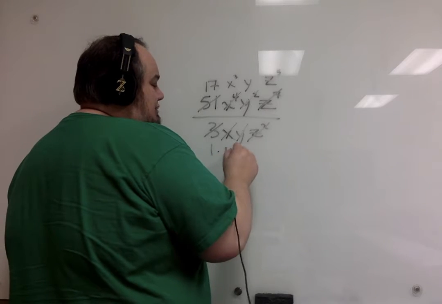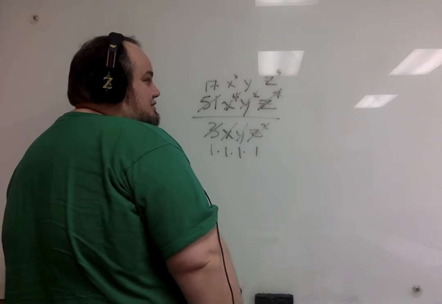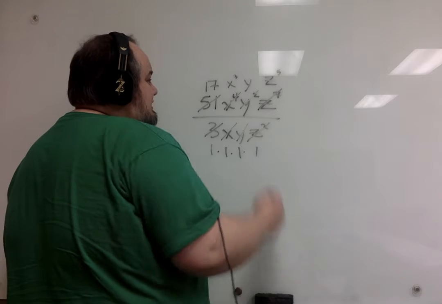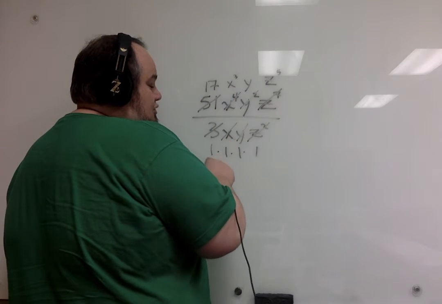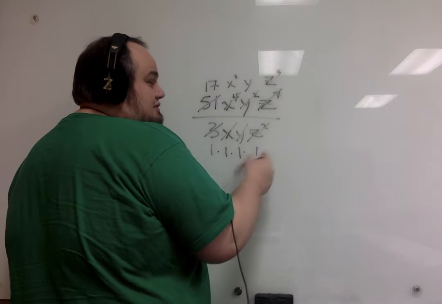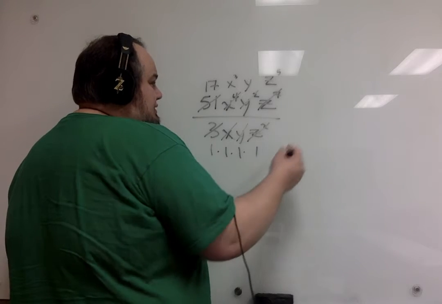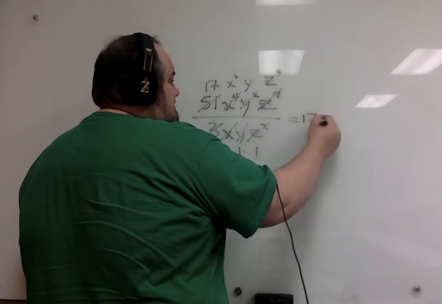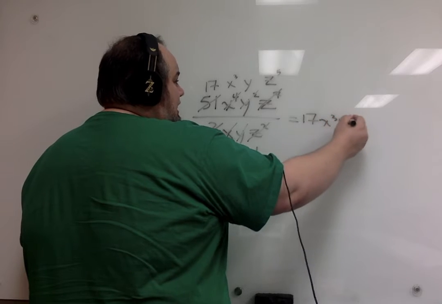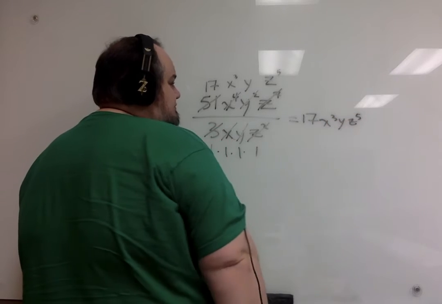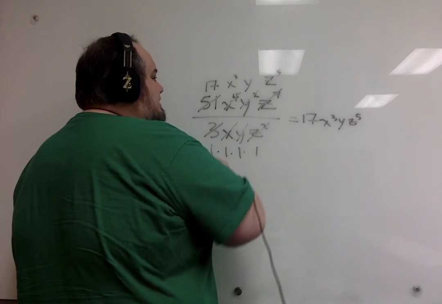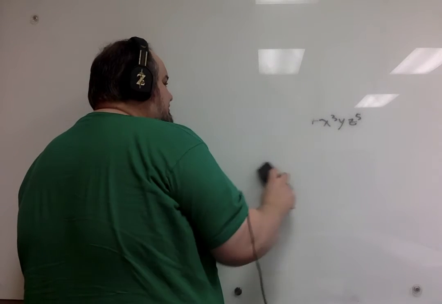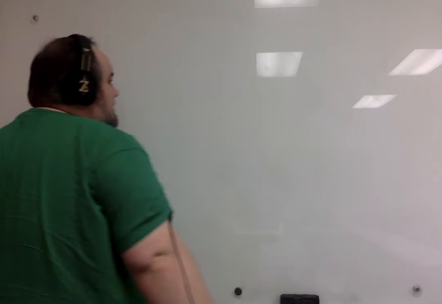When these cancel, they all became 1 because they canceled completely, so we ended up with 17x cubed y z to the 5th over 1 times 1 times 1 times 1, which is just 1. So that means this equals 17x cubed y z to the 5th. So what we're going to see is things like this that are a little bit more complicated when we do our division. So let's try one.